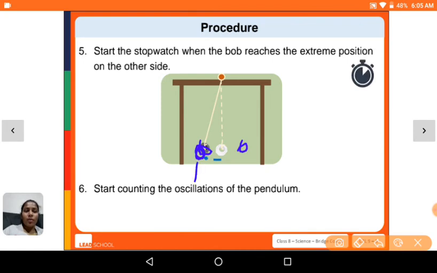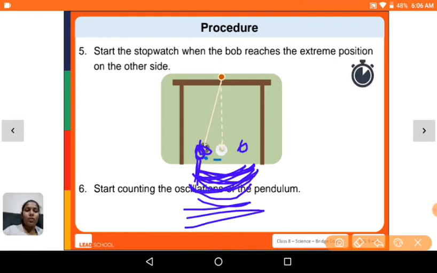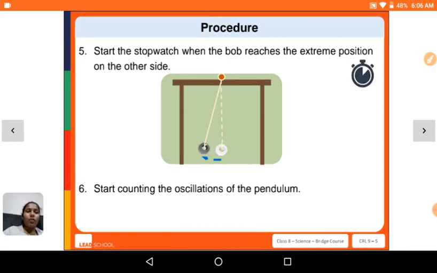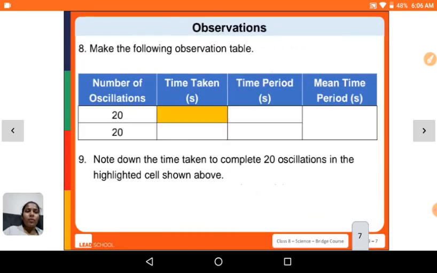Here this is the mean point, and you will count 20 oscillations. Start counting the oscillations from this point: one oscillation, two oscillations, three, four, like this you will count till the 20th oscillation and note the time. Stop the stopwatch after that and make a table of the number of oscillations. Do this activity 2 or 3 times and fill this table with time taken and time period.